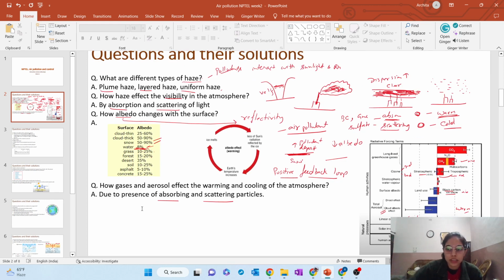These are some things that we need to know, that there are a lot of particles in the atmosphere which are warming. And the lifetime varies. For example, black carbon and brown carbon have a lifetime of 7 to 10 days. And methane and carbon dioxide have a lifetime in years.